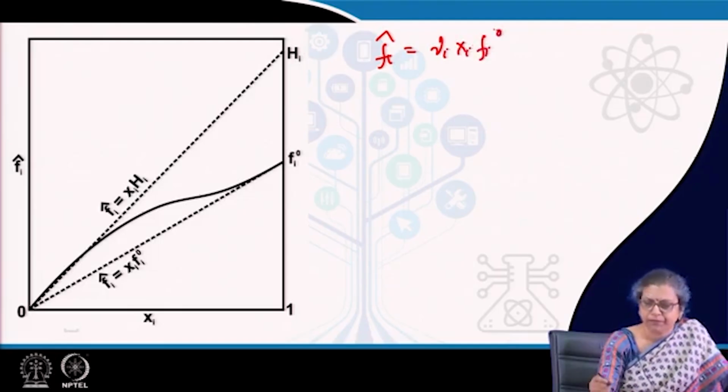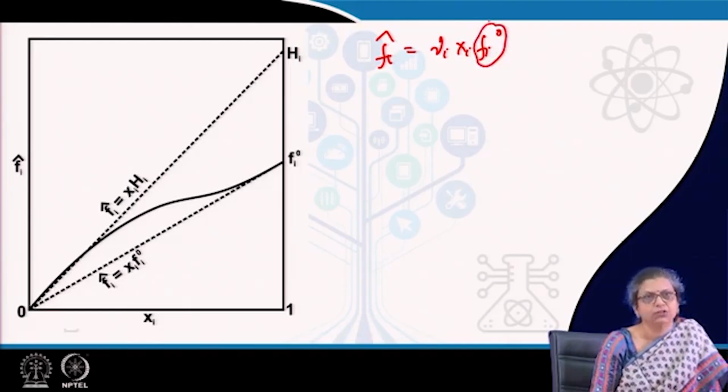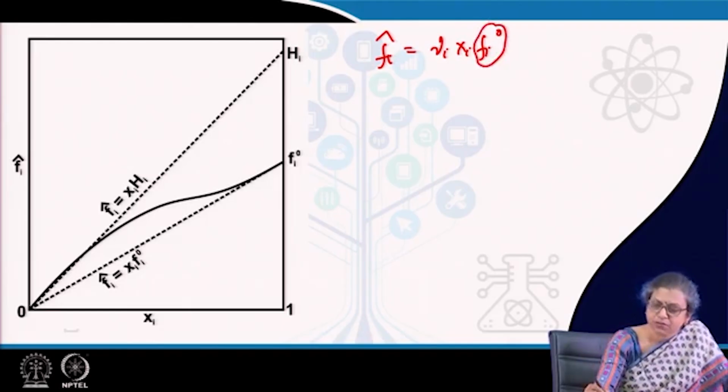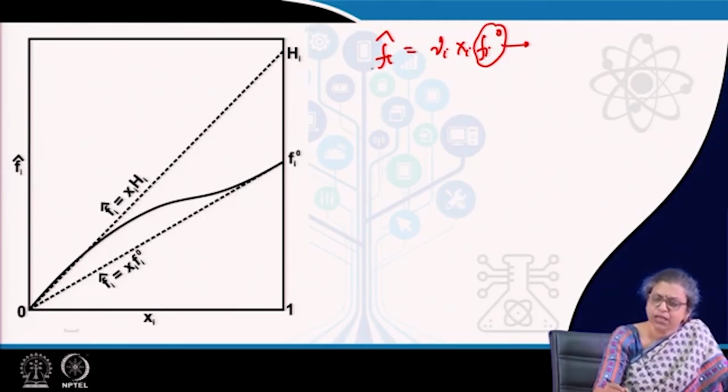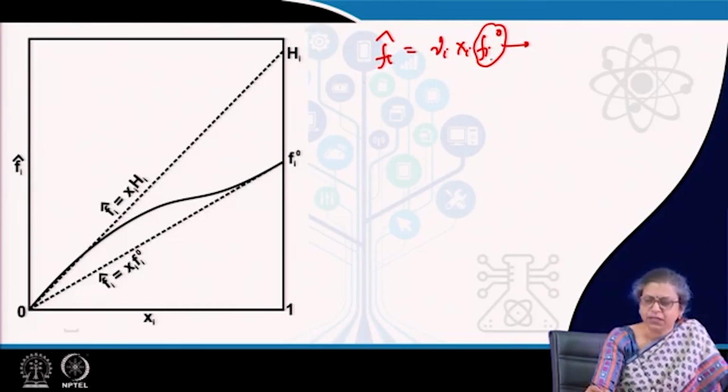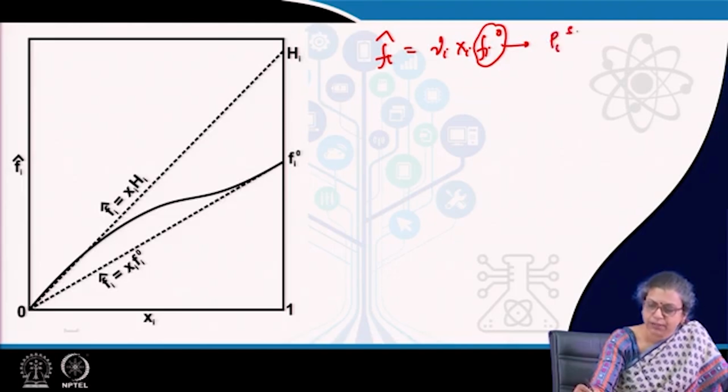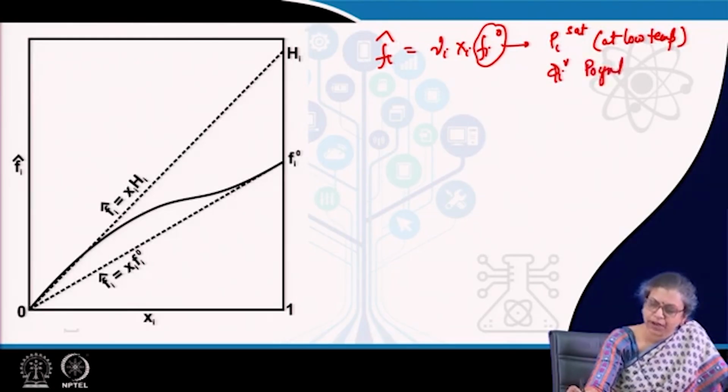this was the solution. Finding out Fi0 was not at all a problem, because this just corresponds to the pure component fugacity at the temperature and pressure of the system. So, if you know the temperature and pressure of the solution, you can very well find out Fi0. This will correspond to the saturated vapor pressure at low temperatures, or else you can find it out if you know FiV and also the Poynting correction factor. It is not a problem.